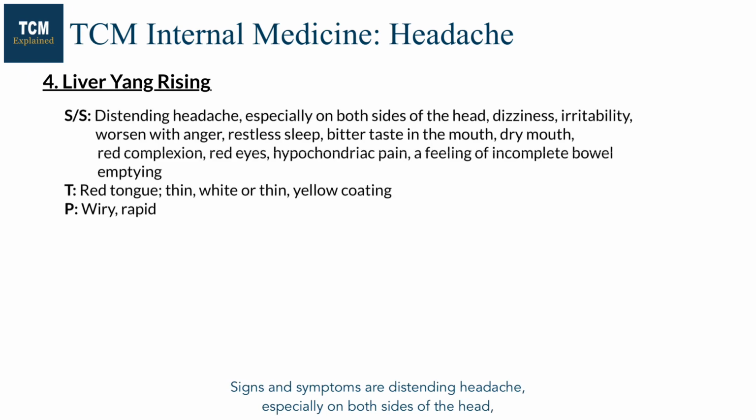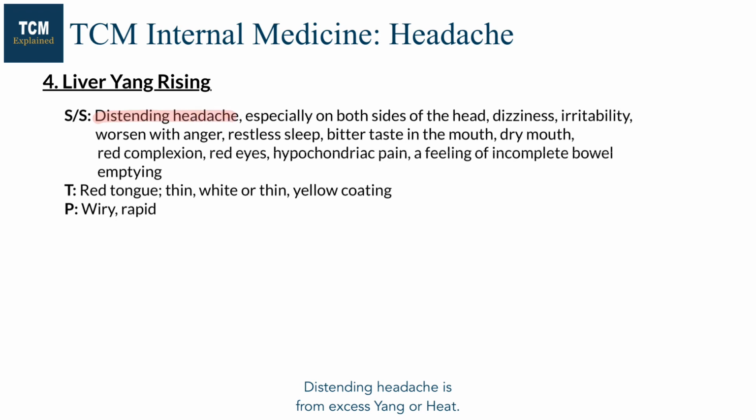Signs and symptoms are distending headache, especially on both sides of the head, dizziness, irritability, worsen with anger, restless sleep, bitter taste in the mouth, dry mouth, red complexion, red eyes, hypochondriac pain, a feeling of incomplete bowel emptying. Tongue is red and the coating is yellow. Pulse is wiry and rapid.